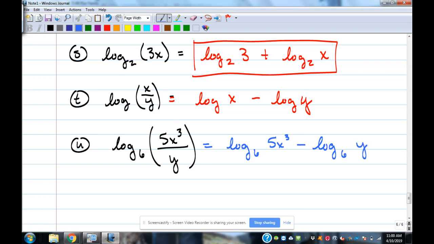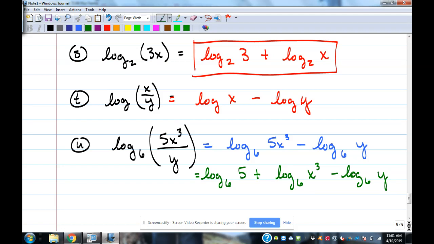Okay, I've taken care of the division part of the problem. Now I need to take care of any of those individual pieces that will expand. So the log base 6 of y, there's nothing else going on with that one. But the first piece, the log base 6 of 5x to the third, has got a lot going on with it. It is doing what? Multiplying. What's multiplying? 5 and x to the third. So we have two pieces that it can break into. So that's going to be log base 6 of 5 plus log base 6 of x to the third. And then we still have the log base 6 of y that we're subtracting.